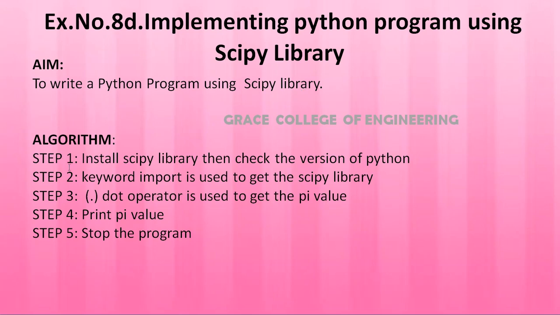Algorithm. Step 1, install the SciPy library and then check the version of Python. Step 2, the keyword import is used to get the SciPy library. Step 3, the dot operator is used to get the pi value. Step 4, print the pi value. Step 5, stop the program.